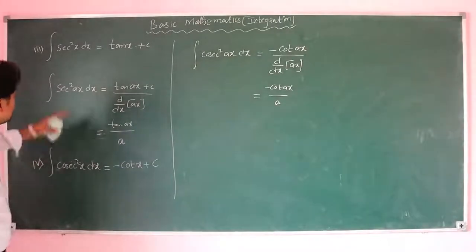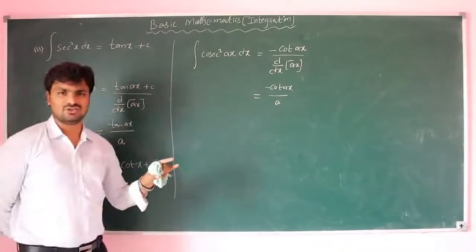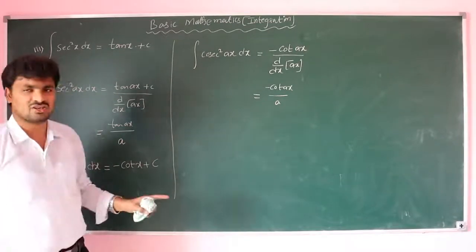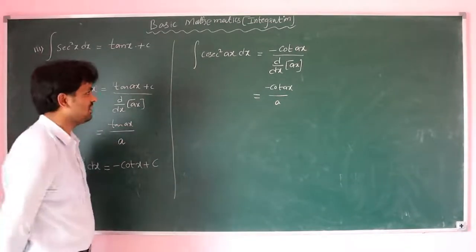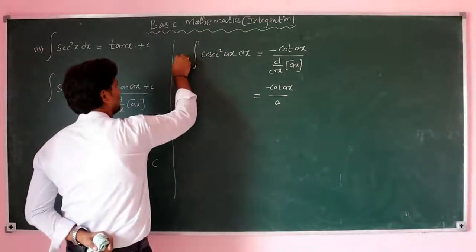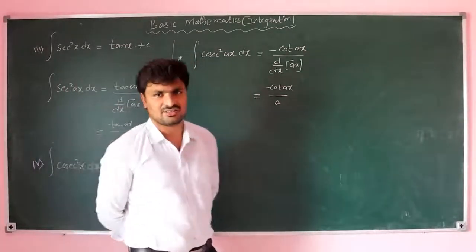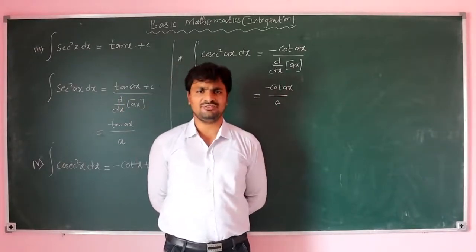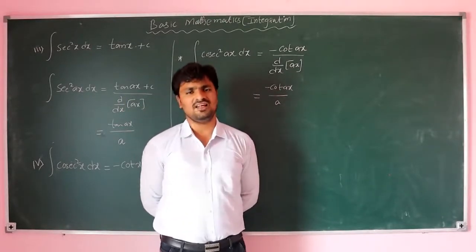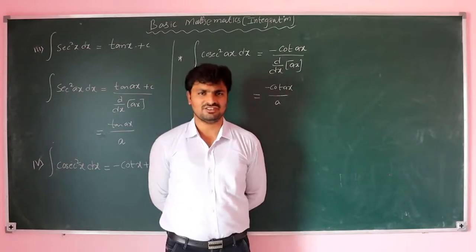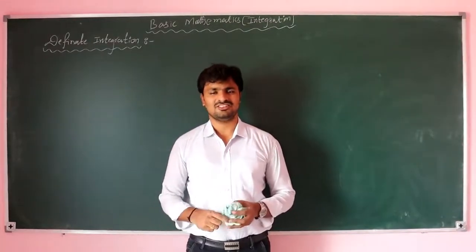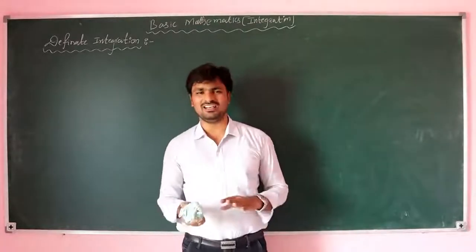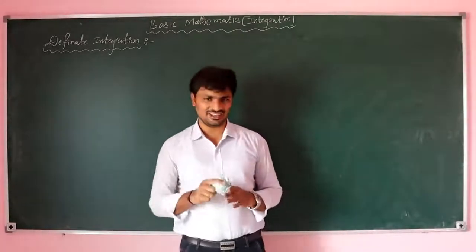So sine function, cos function, then secant function, and then cosecant function also we saw. These are some of the indefinite integrations, and then we will move to definite integrations. So next we have definite integration. What is definite integration? What is indefinite integration?